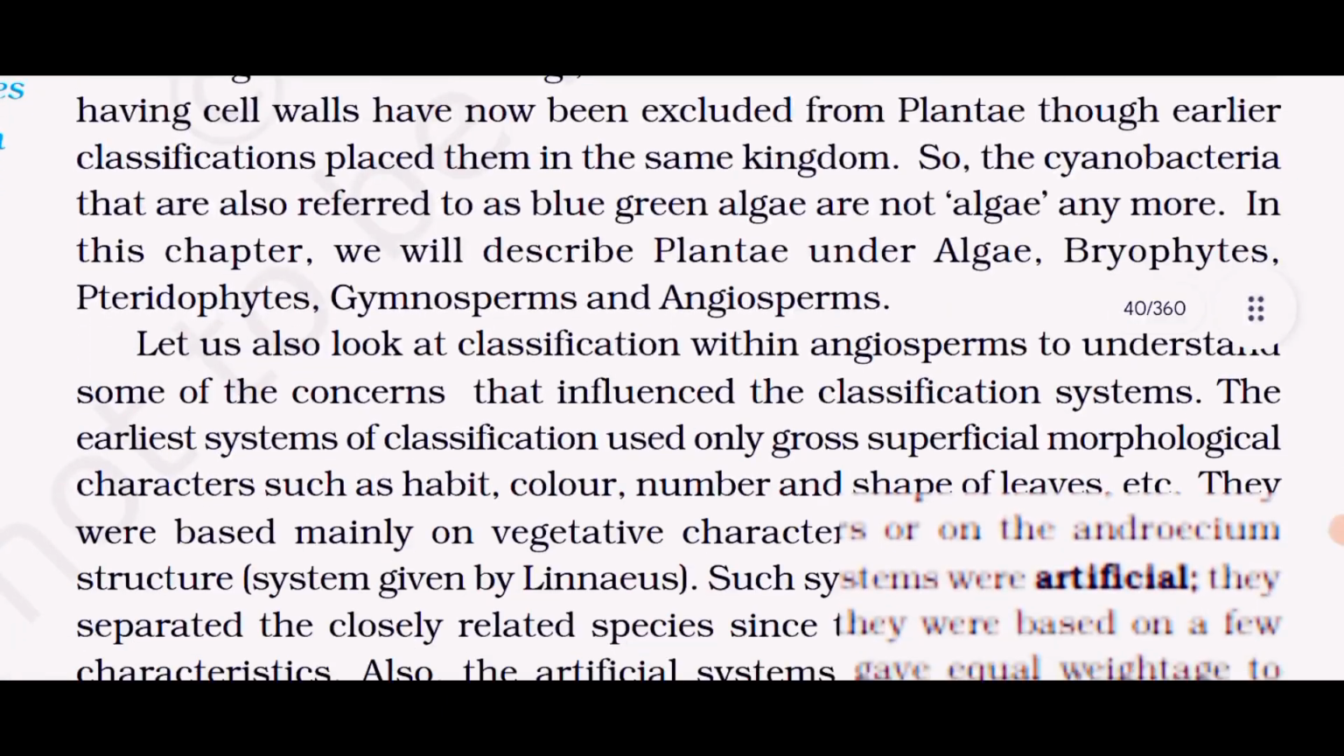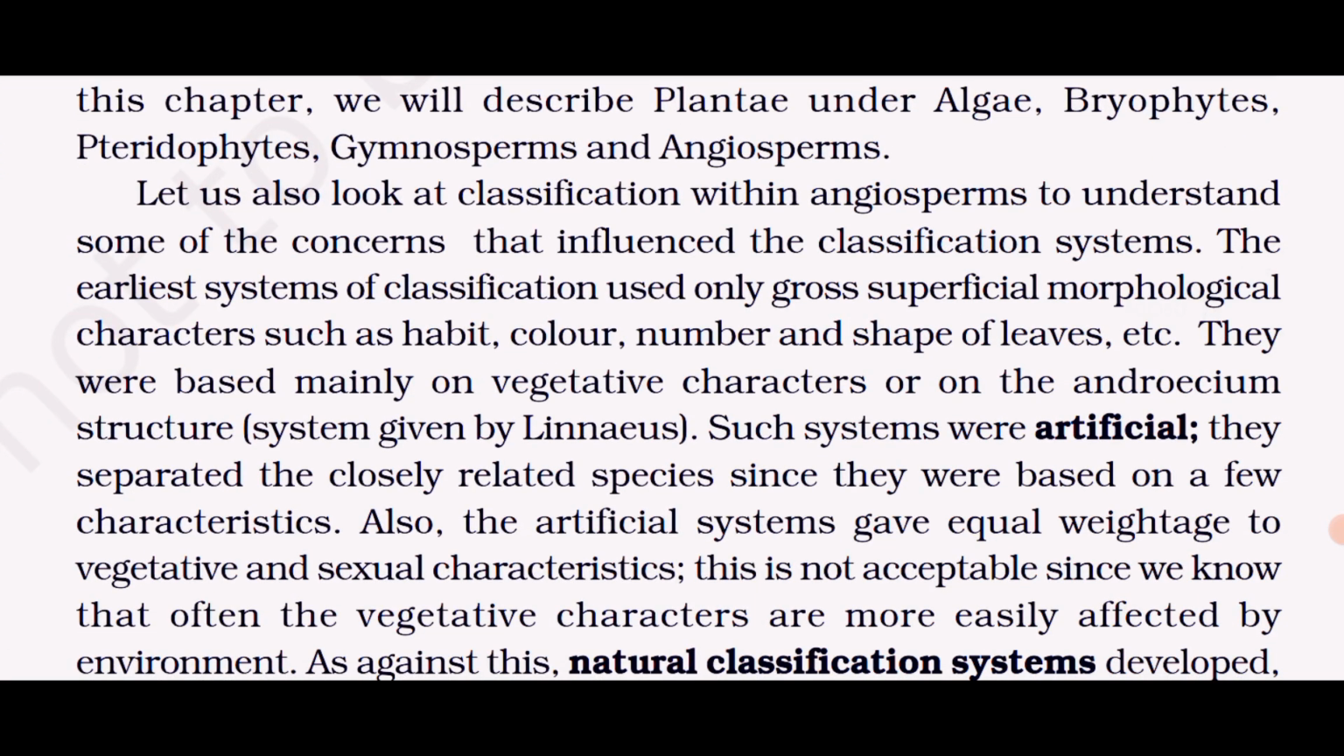Let us also look at classification within angiosperms to understand some of the concerns that influence the classification systems. The earliest system of classification used only gross superficial morphological characters such as habit, color, number, and shape of leaves, etc. They were based mainly on vegetative characters or on the androecium structure, a system given by Linnaeus. Such systems were artificial. They separated closely related species since they were based on a few characteristics.